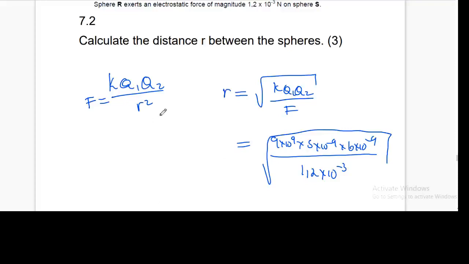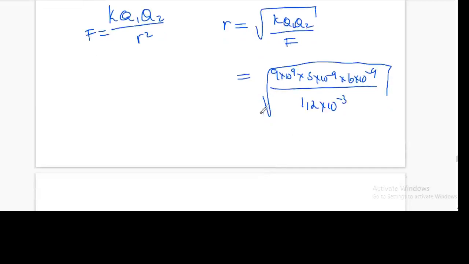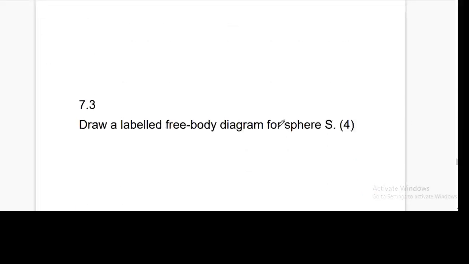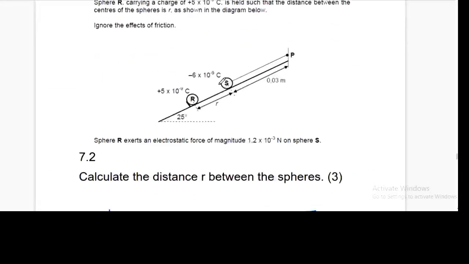Okay, let's see. So now we can see that R is equal to 15 times 10 to the power minus 3 meters, which is 15 millimeters. So now let's go ahead and draw a labeled free body diagram for sphere S. Here's sphere S.